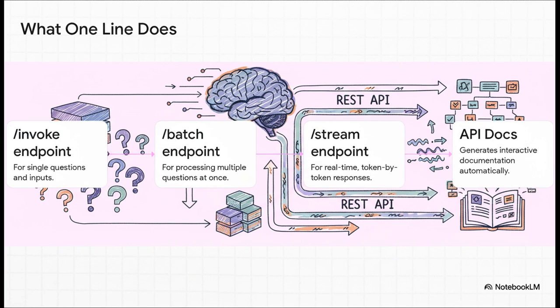But here's what's so wild. That one little line of code is doing a ton of work for you behind the scenes. It's not just making one endpoint. No way. It creates an invoke endpoint for your basic single question calls. It creates a batch endpoint so you can send a bunch of questions at once, which is way more efficient. It creates a stream endpoint for those awesome real-time word-by-word responses. And get this, it even generates a full set of interactive API docs for you. All of that from one line, automatically.